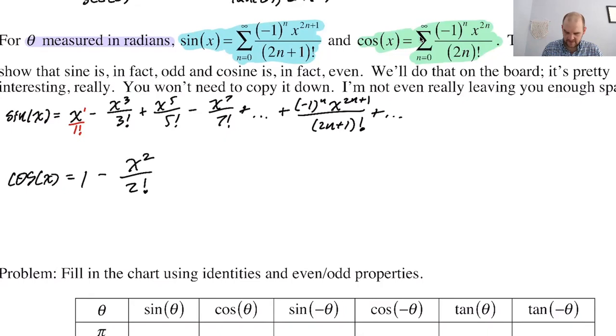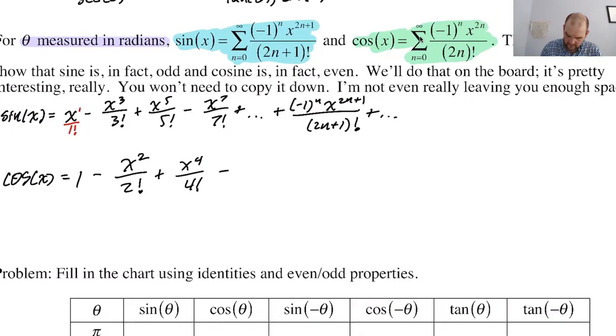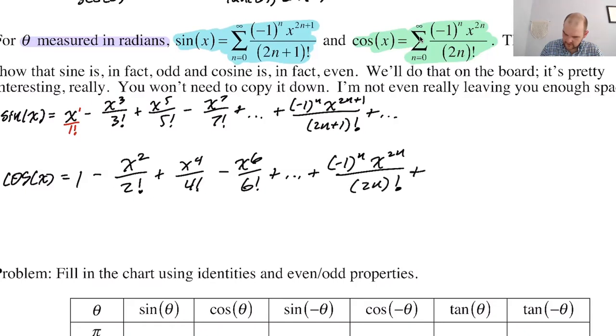We're just going to end up with evens over even factorials and alternating signs, plus, minus, plus, minus. So this will be plus x to the 4th over 4 factorial minus x to the 6th over 6 factorial plus dot, dot, dot, plus we get a negative 1 to the n, x to the 2n over quantity 2n factorial plus dot, dot, dot.